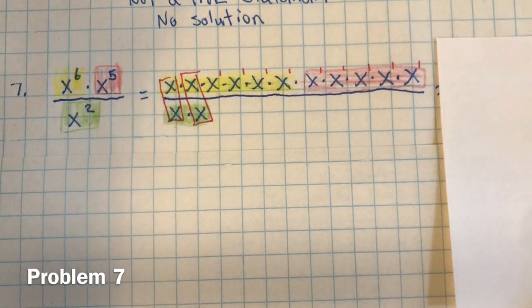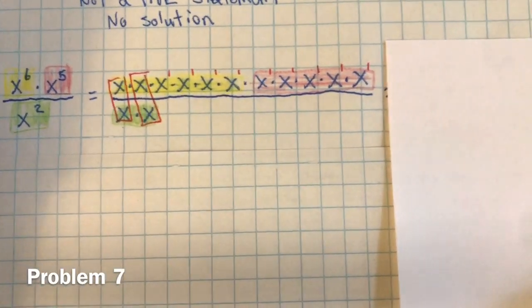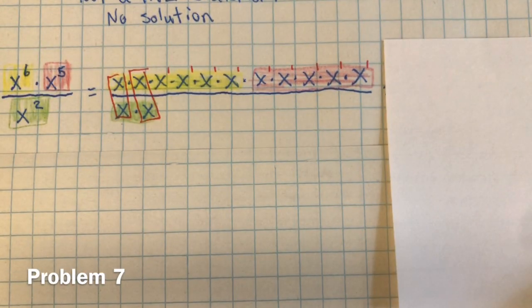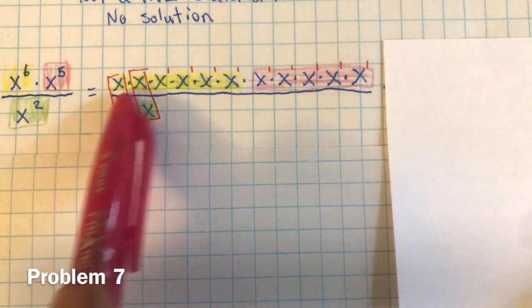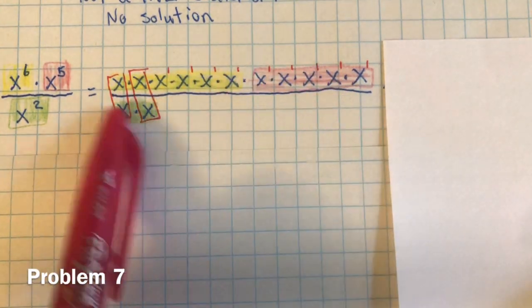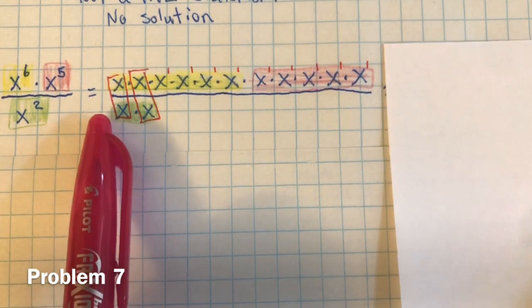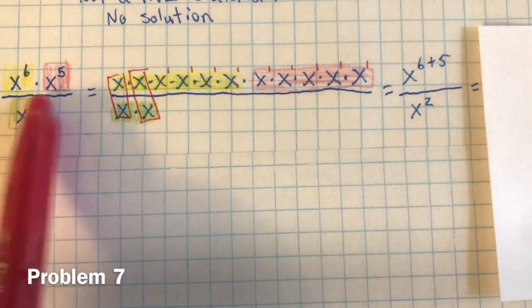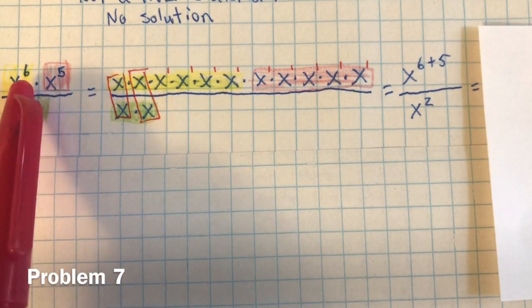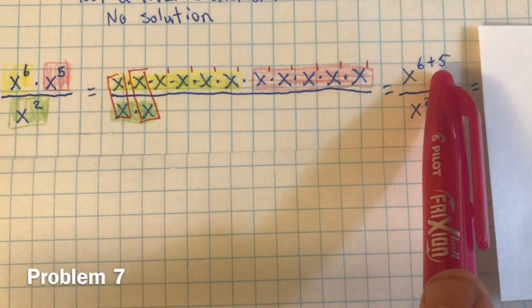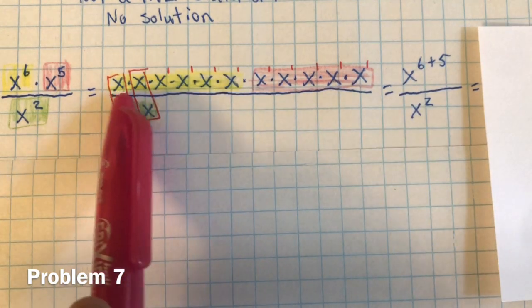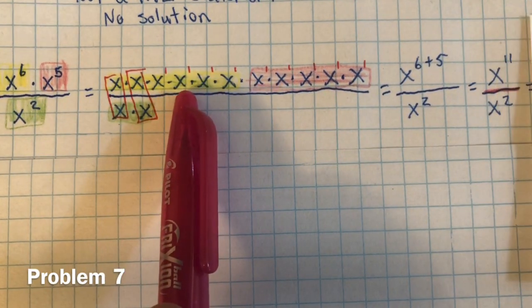So that's one way of doing it. But it helps to know the rule. This is expanding it and simplifying it. But the rule is, when you have exponents with the same base, you add the exponents. So we have 6 plus 5. Well, that's what we were doing here. We had 6 and 5, so we had a total of 11 x's.